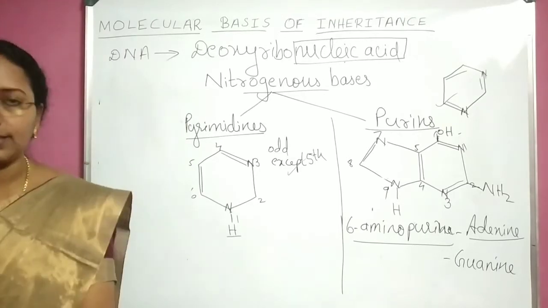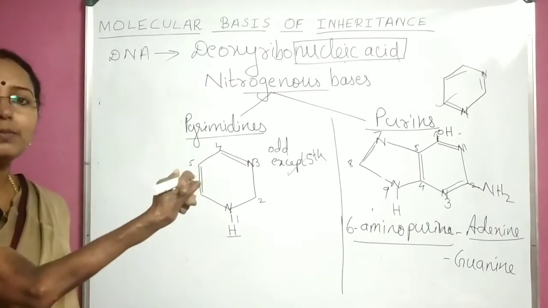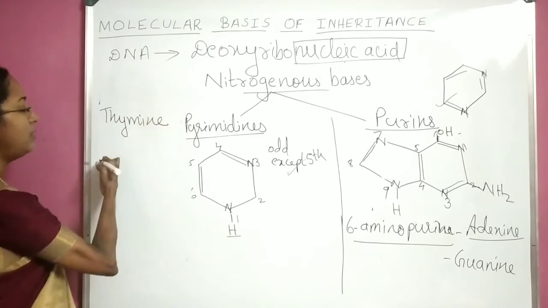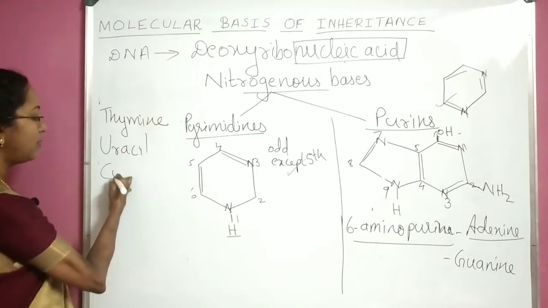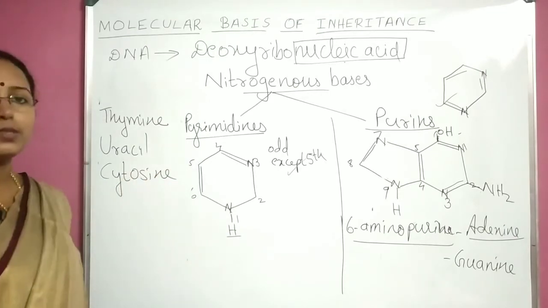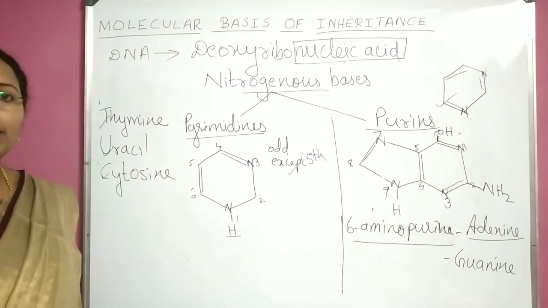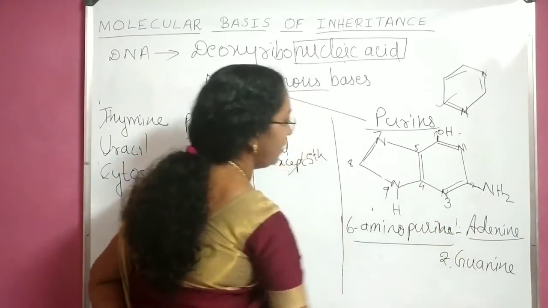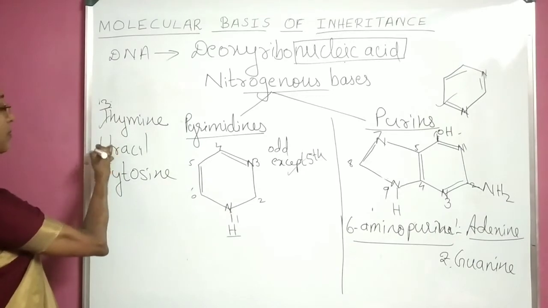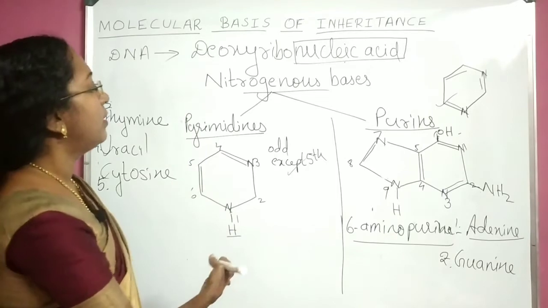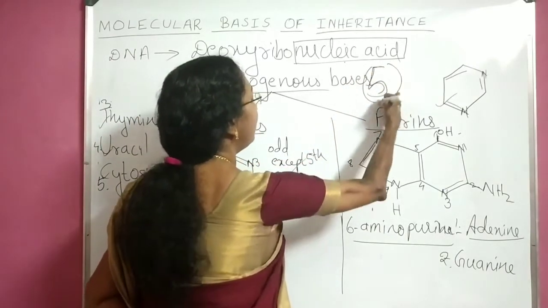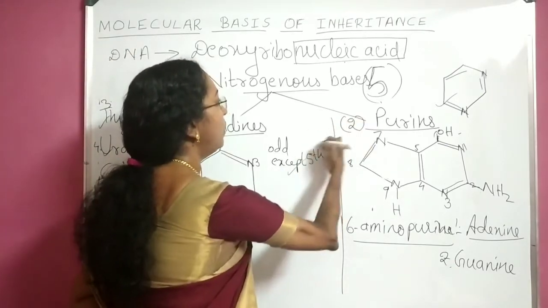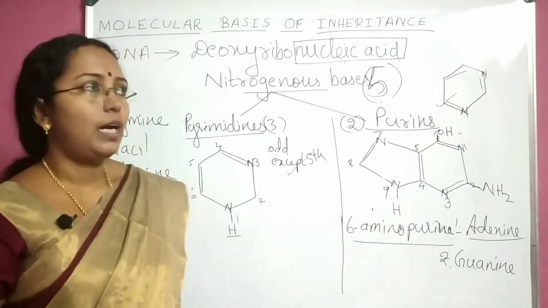There are 3 substituted pyrimidines. Okay? I am not going into detail of the structure of those substituted pyrimidines because that's not there for you in standard 12. So substituted pyrimidines are thymine, uracil, and cytosine. So there are 2 purines, adenine and guanine, and there are 3 pyrimidines: thymine, uracil, cytosine. So totally there are 5 nitrogenous bases. Among these 5, 2 are purines and 3 are pyrimidines. I hope this part is very clear to you.